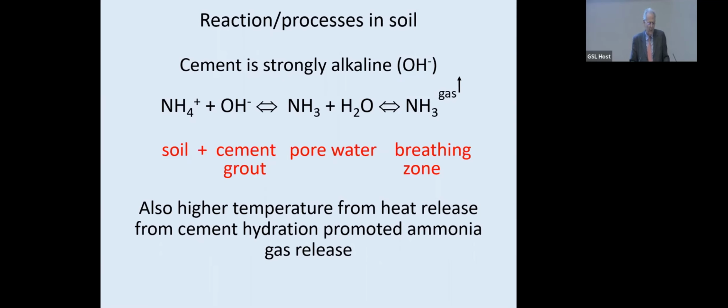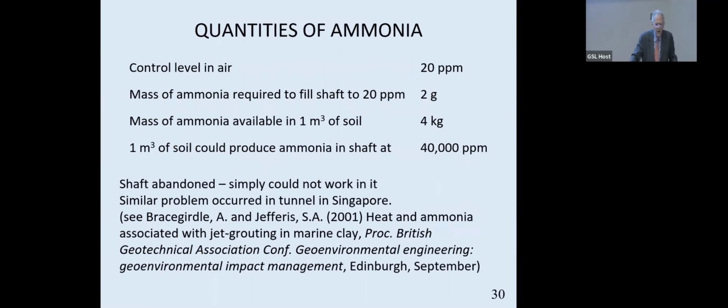If we look at the numbers, the control level for ammonia in the air is about 20 ppm. You'll notice it at that sort of level. To fill that shaft with ammonia to that level, it's a mere 2 grams. There's 4 kilograms of ammonia possibly released from every cubic meter of soil. So 1 meter cubed of soil could produce 40,000 ppm ammonia in the shaft.